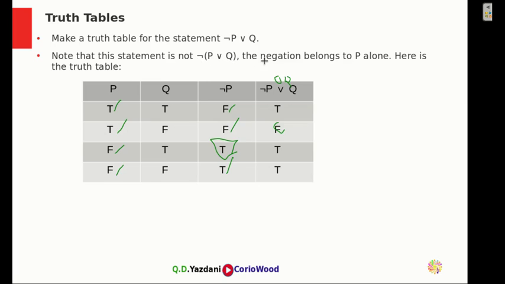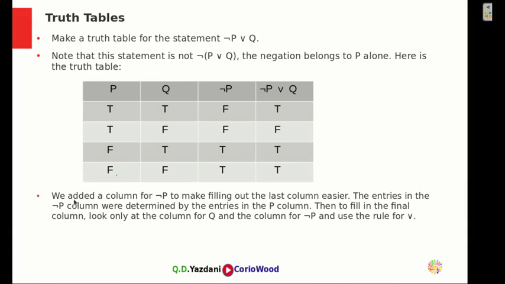So as we said, the negation belongs to p alone. Here is the truth table. We added a column for not p to make filling out the last column easier. The entries in the not p column were determined by the entries in the p column. Then to fill in the final column, we look only at the column for q and the column for not p, and use the rule for or.